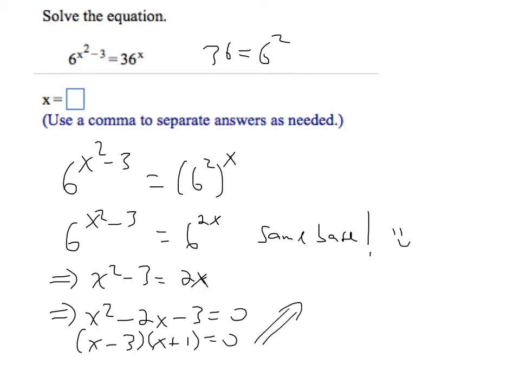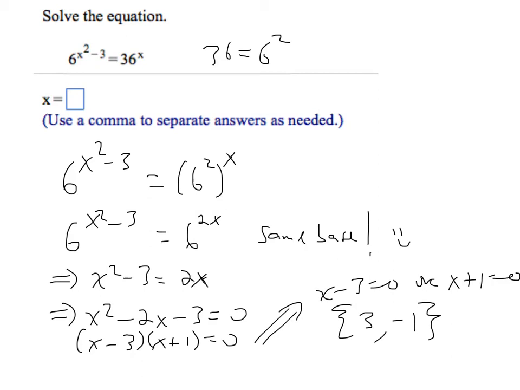And so that means that either x minus 3 is 0 or x plus 1 is 0, which means that my solution set is 3, that's the only way that x minus 3 can be equal to 0, and negative 1. These are easy to check if you want to check.